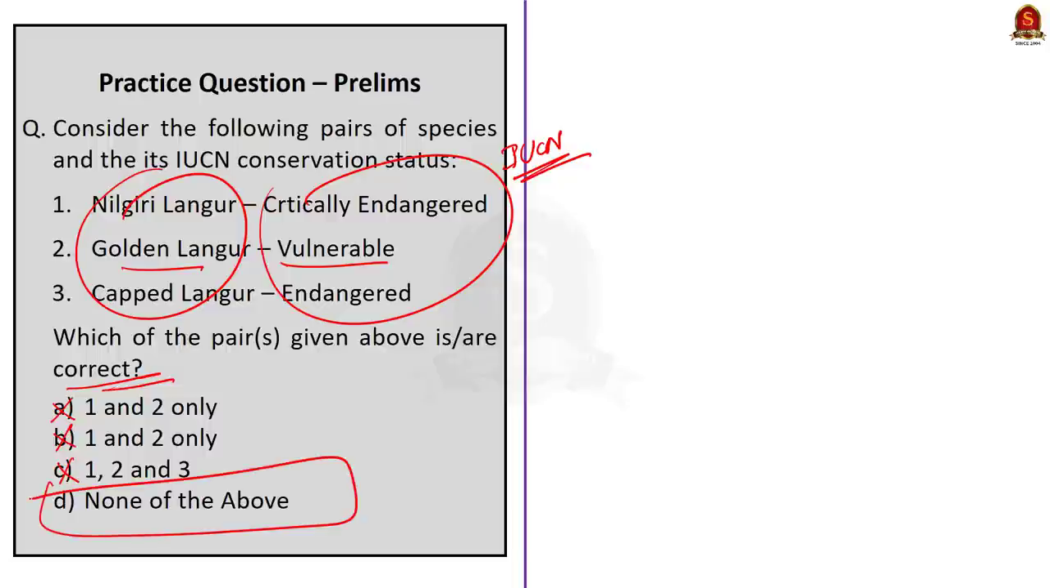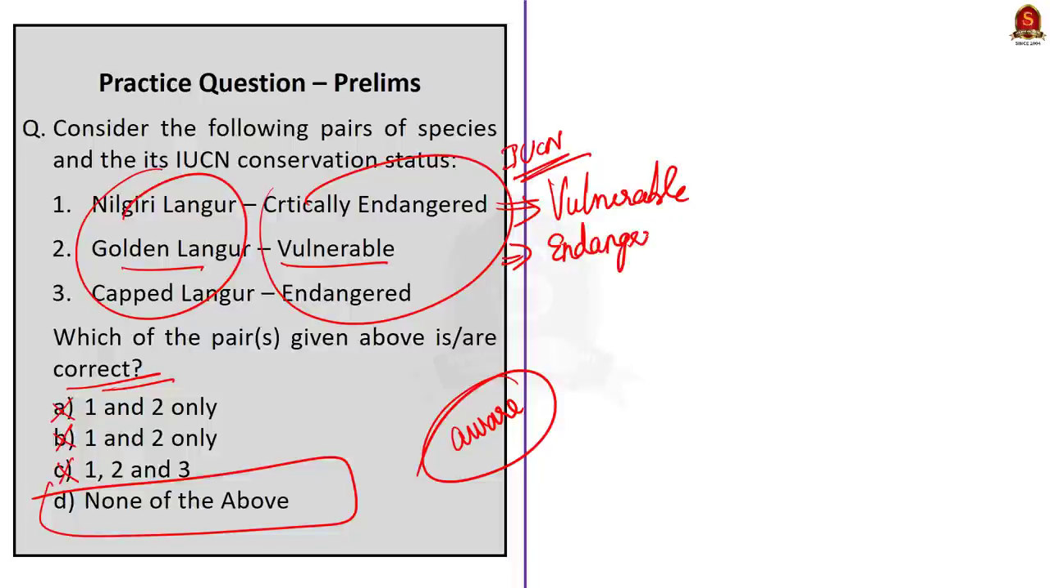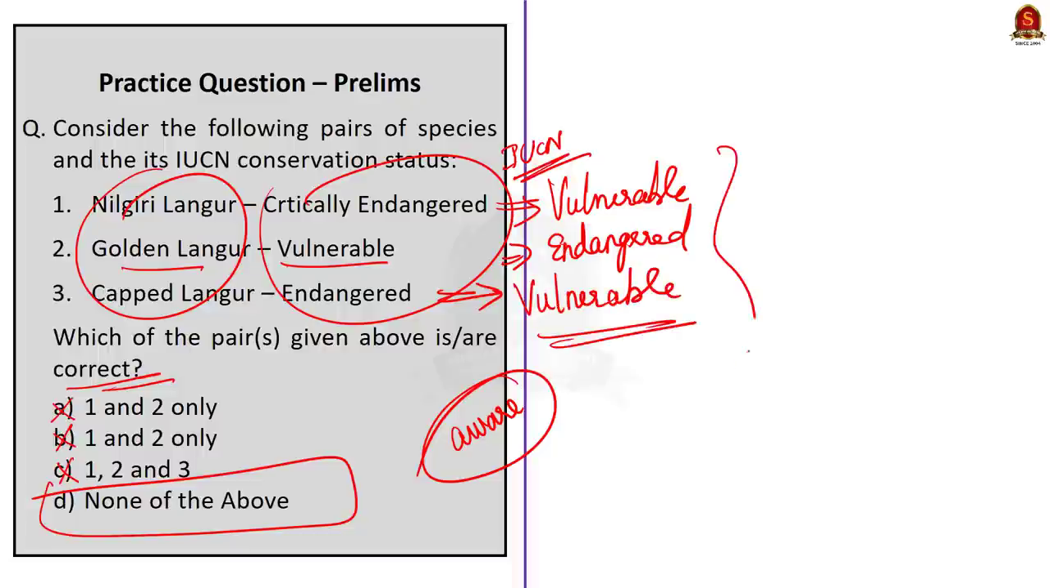That is why I said whenever the species comes in the news article, just be aware of the most important data about that particular species. So now let me tell you the correct pair or the correct conservation status for all the species given here. For Nilgiri Langur, what is the conservation status? Yes, you are right. It comes under vulnerable. And for Golden Langur, we saw in a discussion that it comes under the endangered species in the IUCN red list. And thirdly, for capped Langur, the IUCN status is vulnerable. Okay. So your answer here will be option D. None of the above are correctly matched.